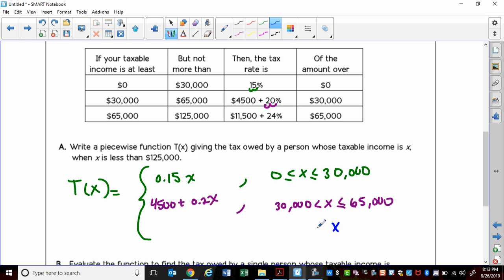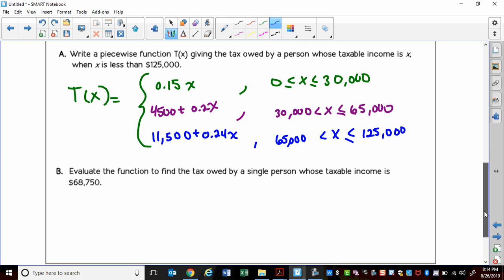Now we have one more, we'll have this one. If our x is greater than 65,000, you make more than 65,000. However, it's still less than or equal to 125,000. Then we can use this one, which is 11,500 plus, remember we move this over twice, so 0.24 times x. And this is our piecewise function.